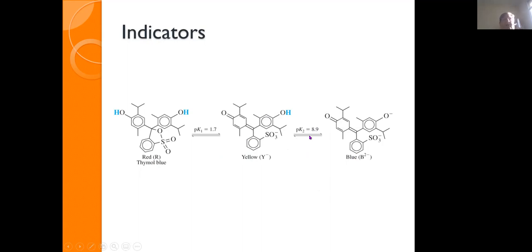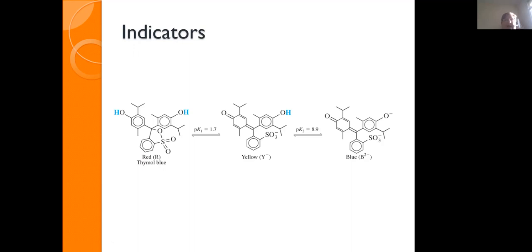You want your indicators to change color when you are at the equivalence point of your titration. At our equivalence point, we always see a big jump in pH over a very small volume. That's the sign of a good titration. And so we need the Ka for the indicator, or the pKa, to be in the range of the pH of the equivalence point.